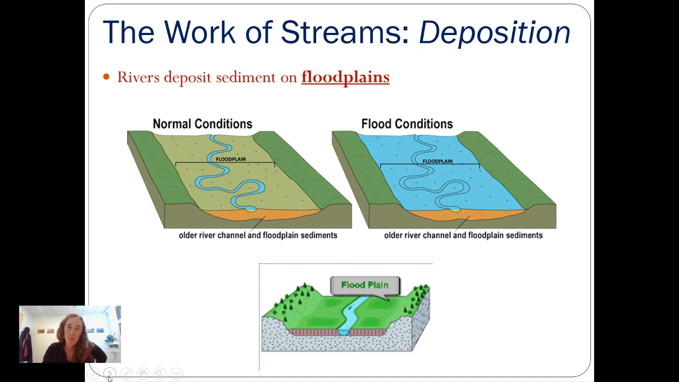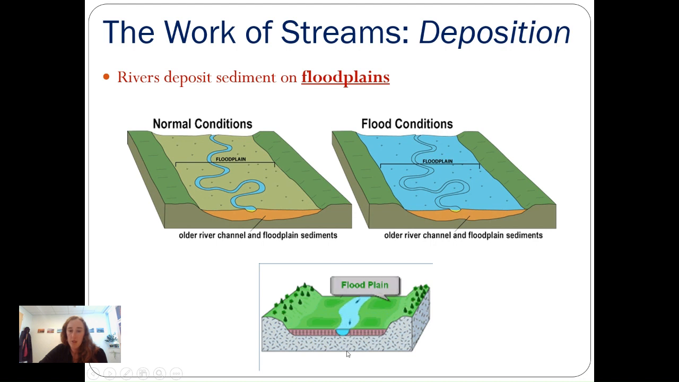When we're looking at deposits or deposition from streams, most material that a stream is carrying gets deposited on the floodplain. If you don't know what a floodplain is, if you have a regular river channel under normal conditions, a floodplain is the flat land that's adjacent to that river. It's normally dry, but if you have a big enough flood condition or a big enough rain event, then water spills out onto the flat land adjacent to the river, onto the floodplain.